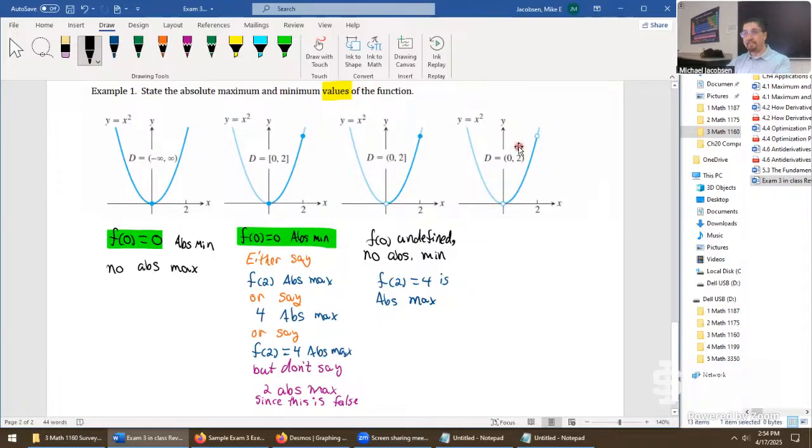Then on this one, where we have fully an open set, there is boundary values. 0 and 2 are the boundary values of that domain, but they're not part of the domain of the function. This time we have f at 0 undefined. We have f at 2 undefined. So there is no maximum nor minimum on this problem. We can paraphrase by just simply saying no extreme values.